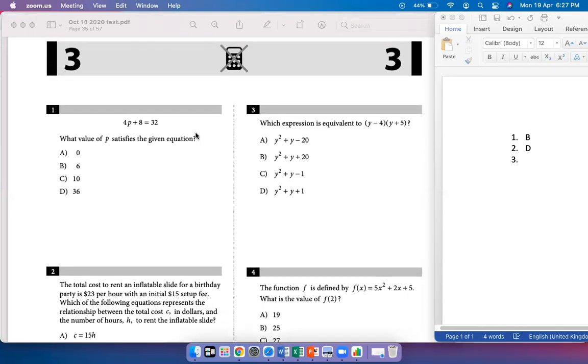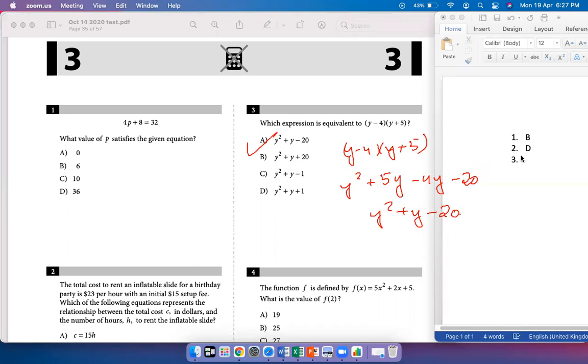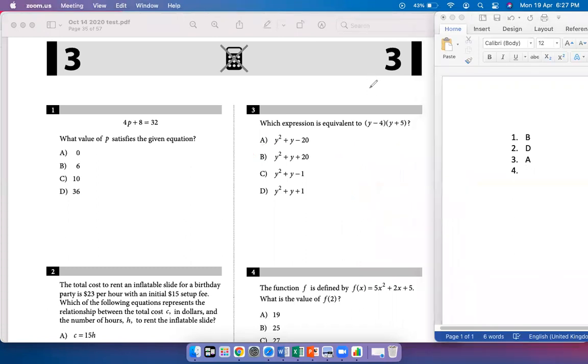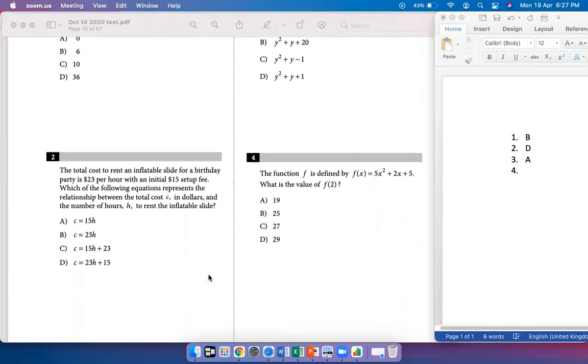Question 3. Which expression is equivalent to y minus 4 times y plus 5? So here we open the brackets: y minus 4 times y plus 5. So y squared plus 5y minus 4y minus 20. So y squared plus y minus 20. Y squared plus y minus 20, option A. Okay. Let's go to question 4.